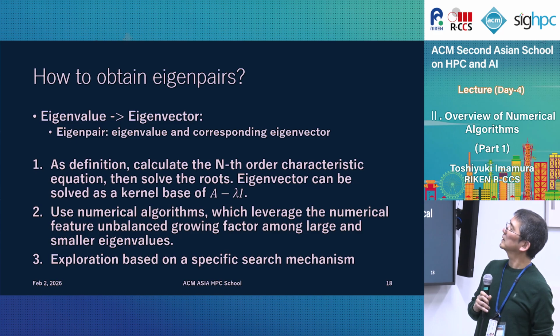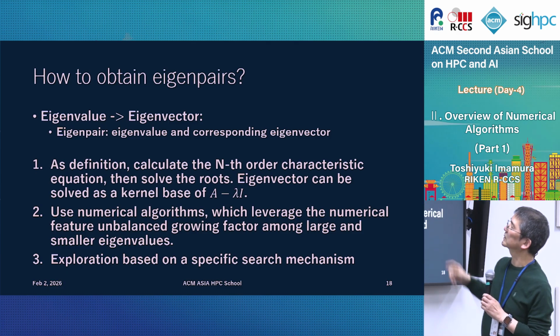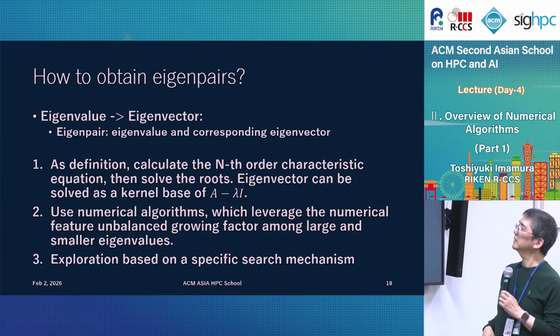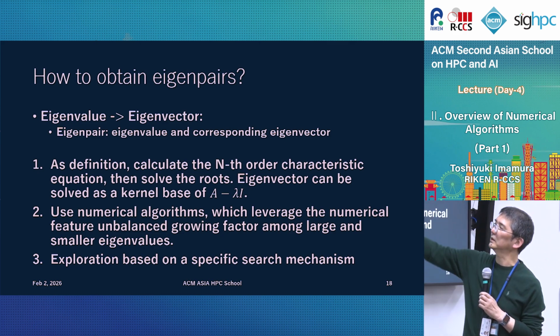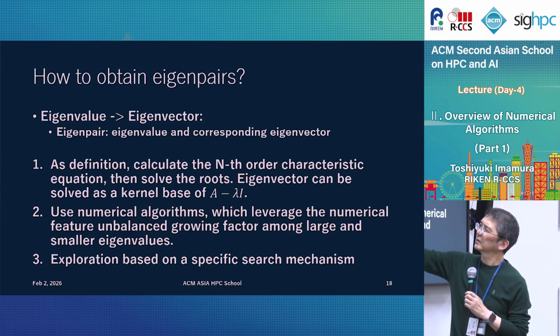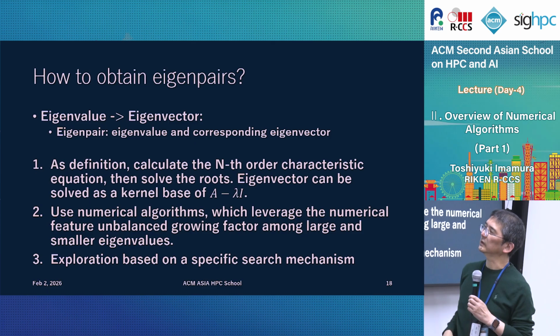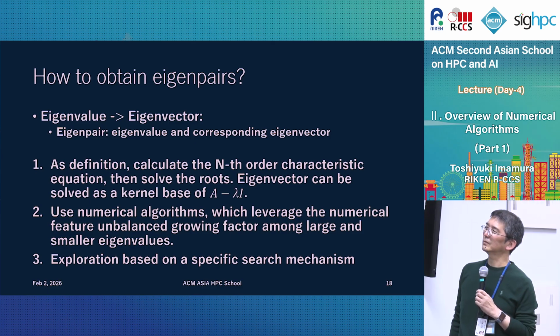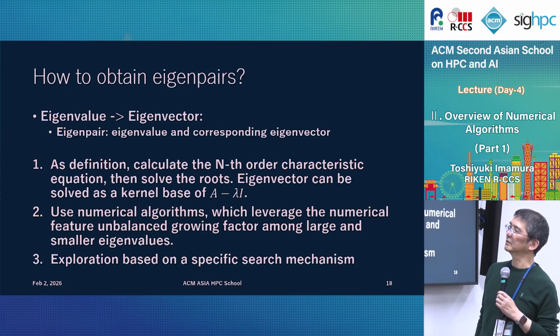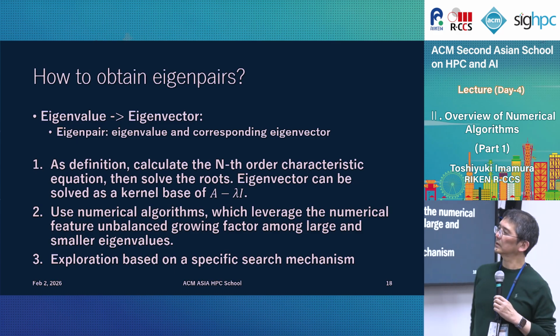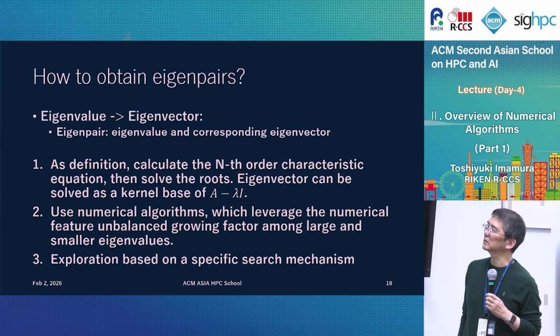So first, we solve the nth order polynomial. Then the eigenvector can be solved as the kernel basis of A minus lambda I. But solving the kernel basis is also, how to say, a very difficult operation. So yeah, we can use a different type of numerical algorithm.